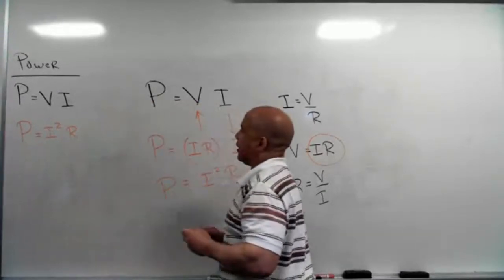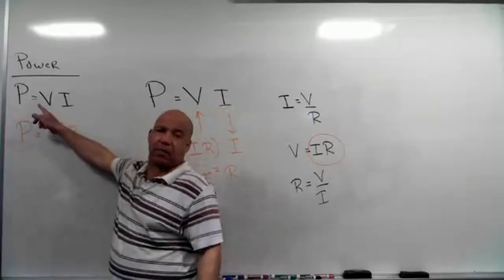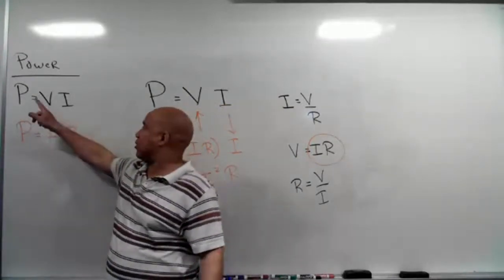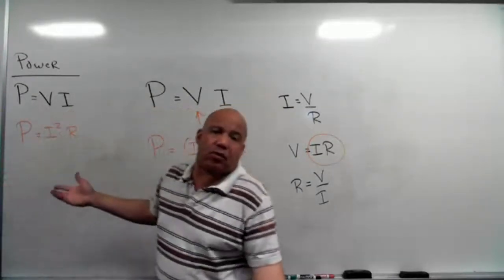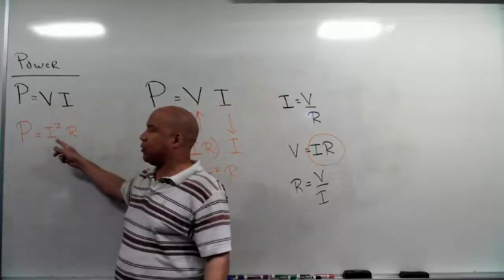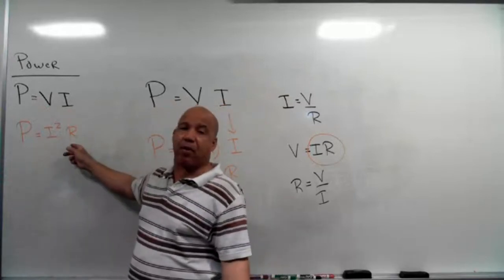Now that's kind of nice because, see, here, if I want to find the power in the circuit, I've got to know the voltage and the current. Well, maybe I don't know the voltage and the current. Maybe I know the current and the resistance instead. I can still get power.